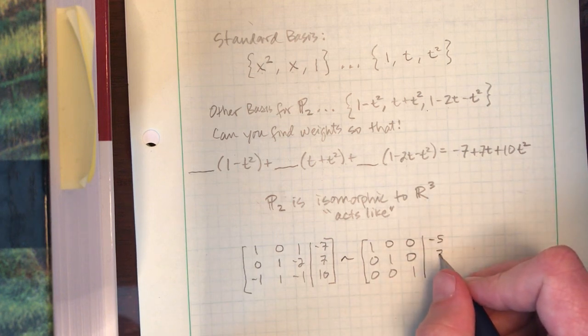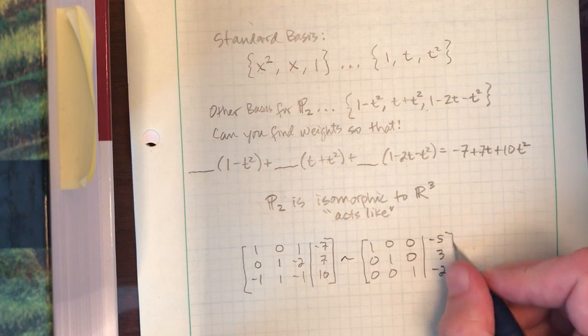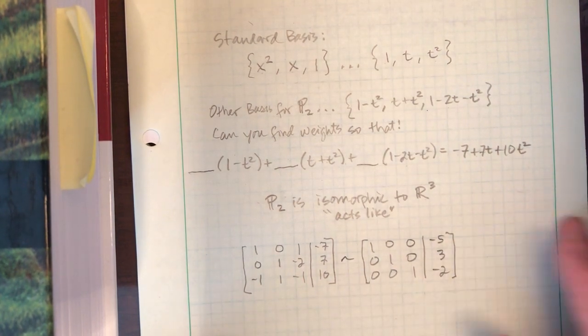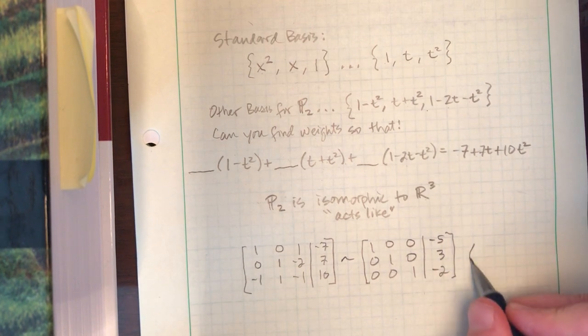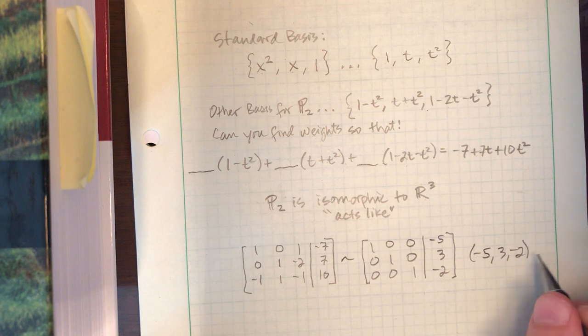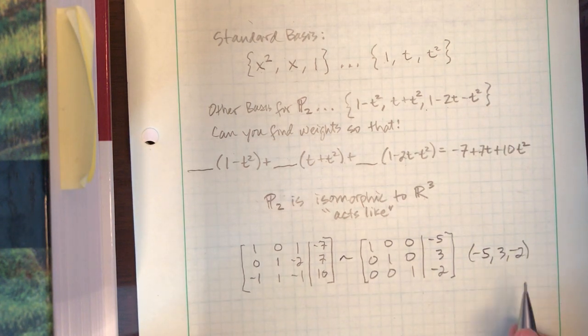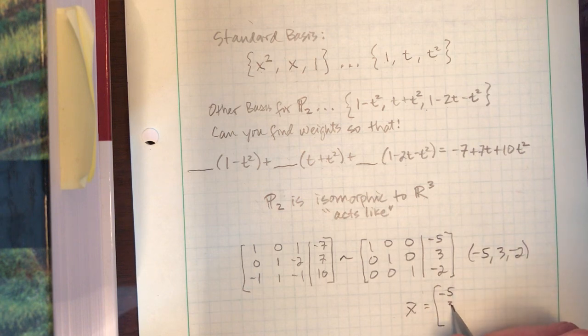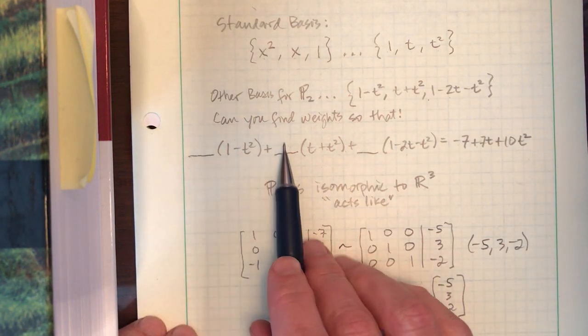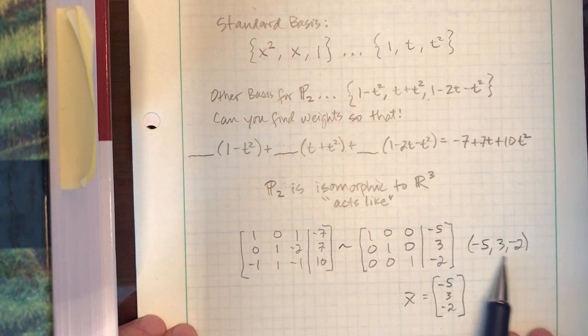-5, 3, -2. So solving a system of equations, we would say we would have the final solution here. If we called that out, -5, 3, -2. If this was a matrix equation, we would have my x bar written as -5, 3, -2. But we were actually answering a different question. What weights would I need in front of those polynomials? And that's exactly what we have.